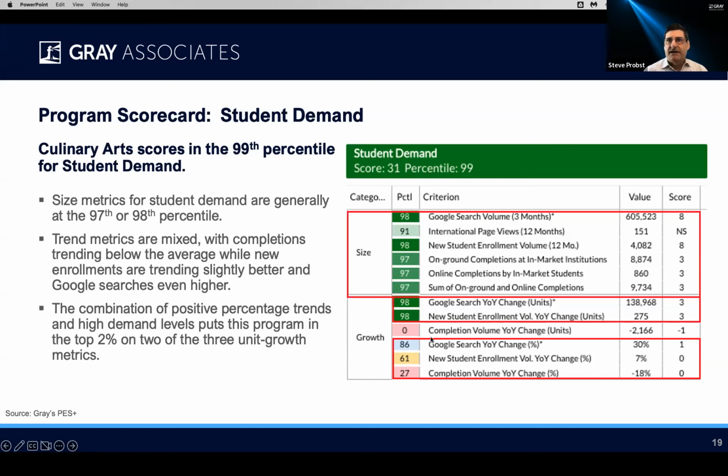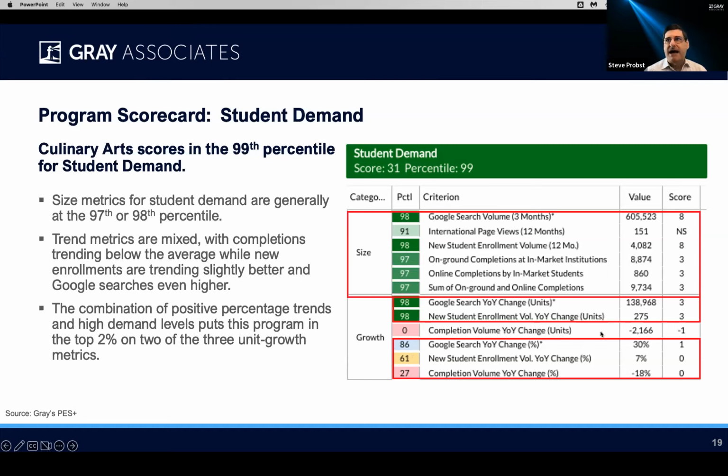The trend data, down here we have percentage trends, and there's really a mixed story. New student enrollment is pretty near the middle of the pack. 61st percentile is a little higher than the median at 50th percentile. Completion trend is down, it's in the bottom quartile. Google searches are actually growing faster than that. Mixed story, I would call it average for trend. So high demand, not spectacular, but pretty high, and then average growth.